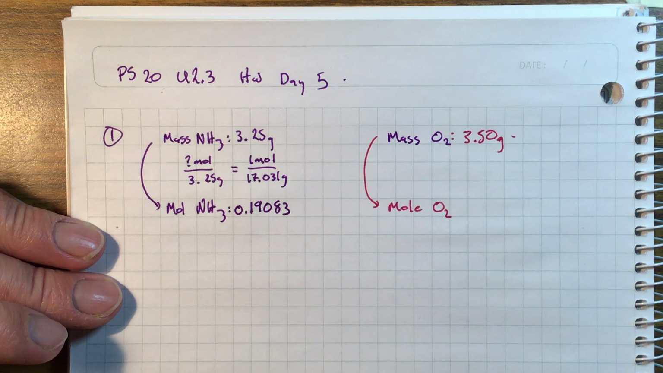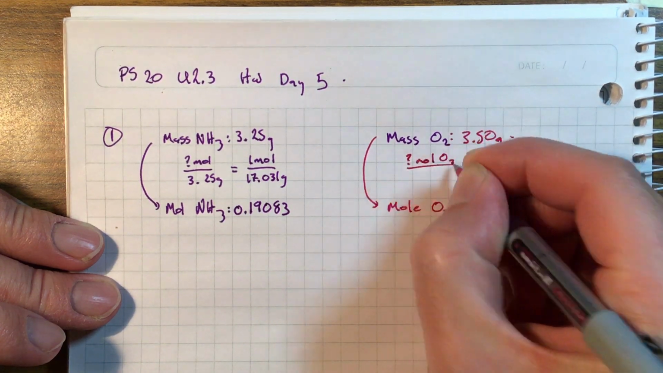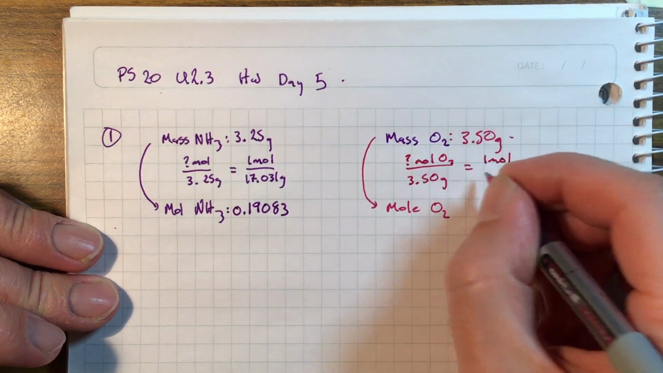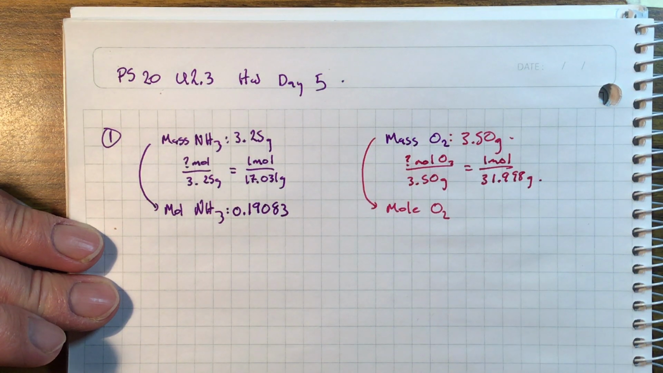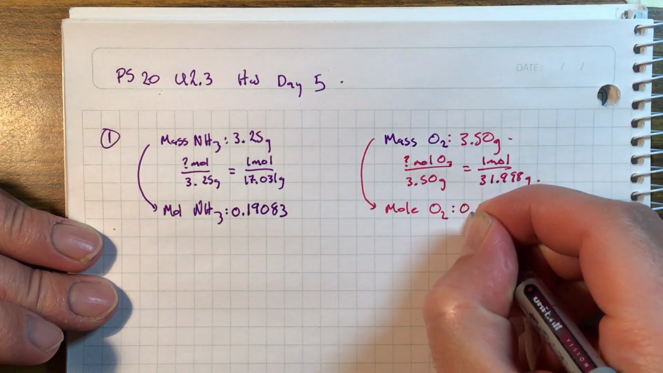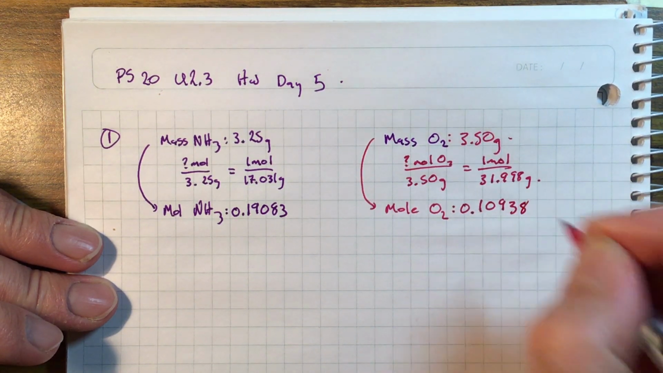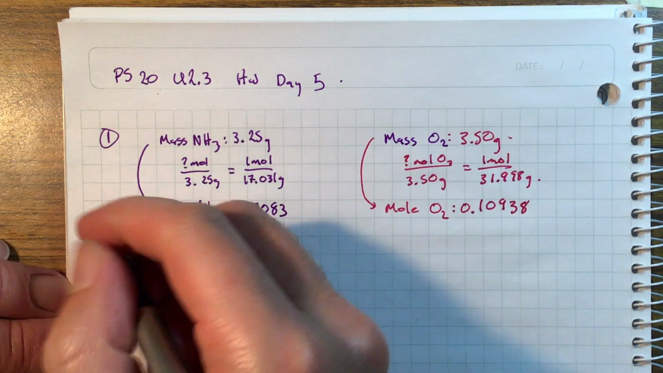Let's do our O2. So how many moles of O2 will there be in 3.50 grams if 1 mole has 31.998 grams? So 3.50 divided by 31.998 is 0.10938, to 5 significant figures. Keep a couple there. Now, here's where we do our pretend.